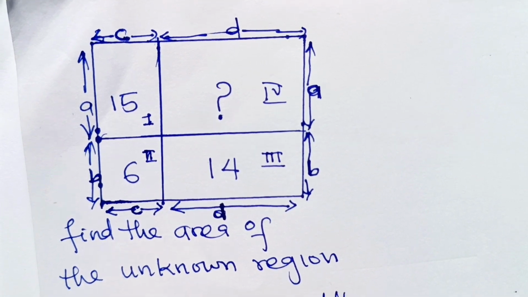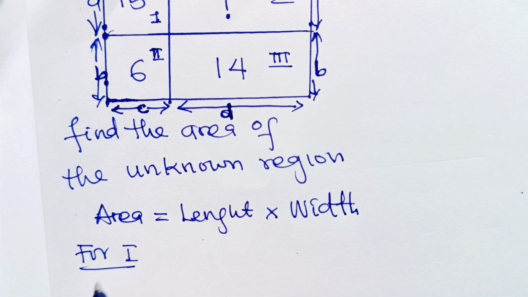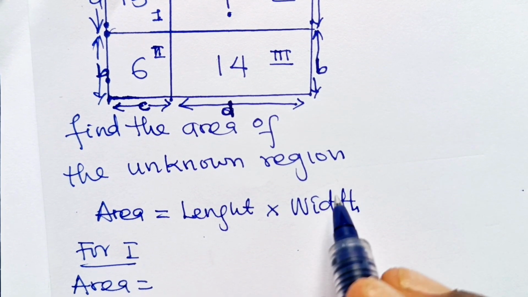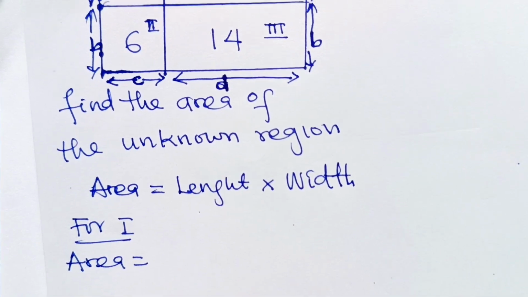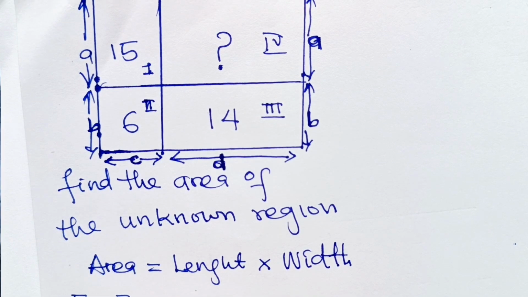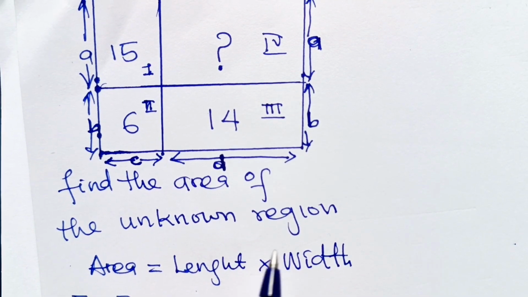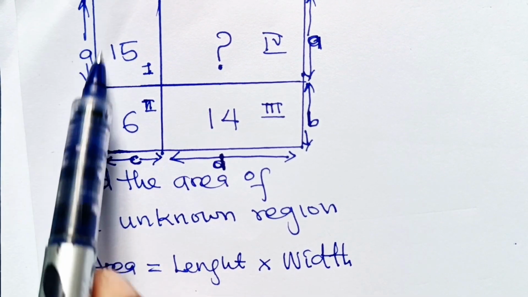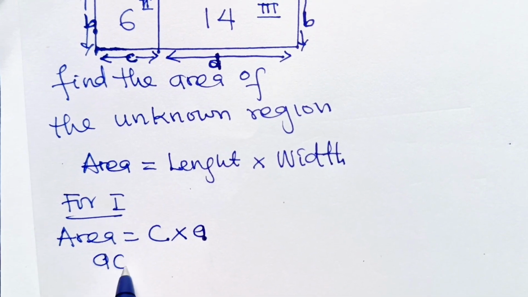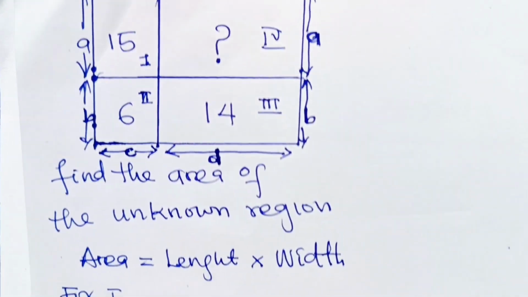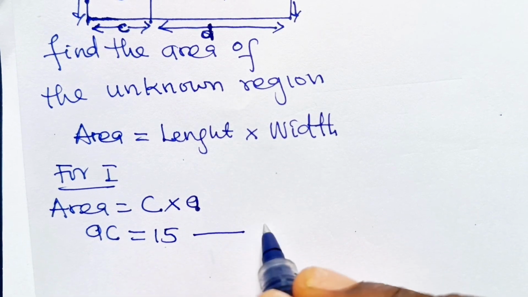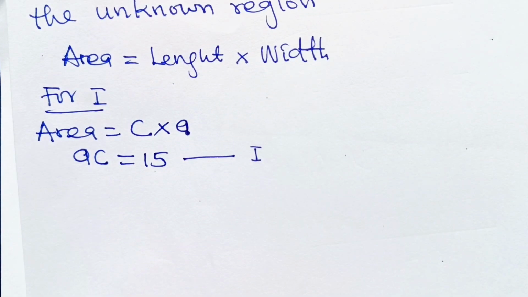So for I, the area is going to be equal to length times breadth, or length times width. Now, the length is here, and here is equal to C. So we write C multiplied by the width, which is A. So A times C or C times A is equal to, remember that we already said the area is 15. So AC is equal to 15. Let's call this equation 1, okay?